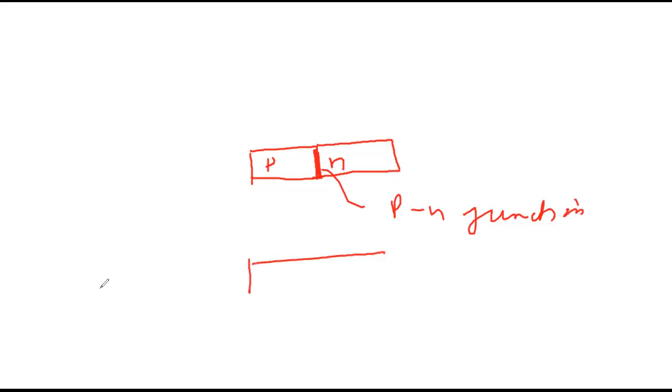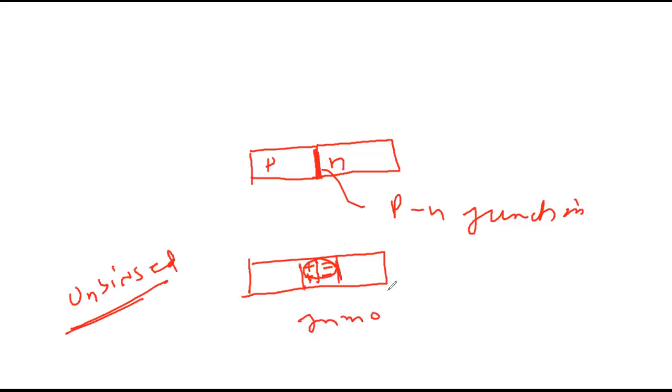In unbiased state, means when no battery is connected, due to high concentration of charge near the junction, the positive holes and negative electrons diffuse. That means they neutralize each other and form immobile ions. So P loses positive holes, hence we say it is negatively charged, and N loses negative electrons, we say it is positively charged.